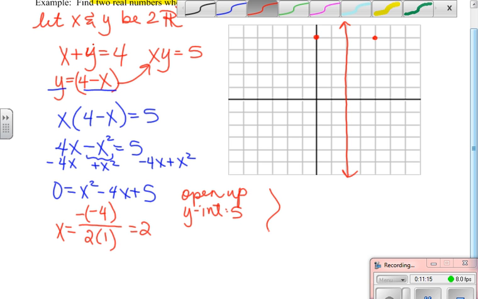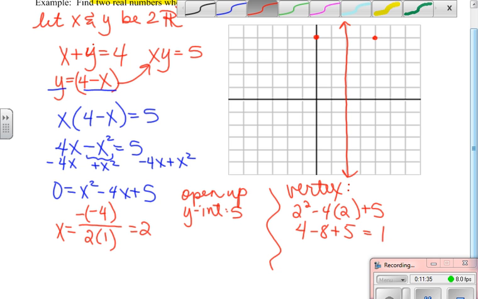Let's go ahead and find that vertex point. And so I do that by substituting 2 in for x. So I have 2 squared minus 4 times 2 plus 5. And I have 4 minus 8 plus 5. And so I end up with 1. So at 2, 1 is my vertex. And because it's open up, you can see it never crosses. And that's why we say, therefore, no real solution.